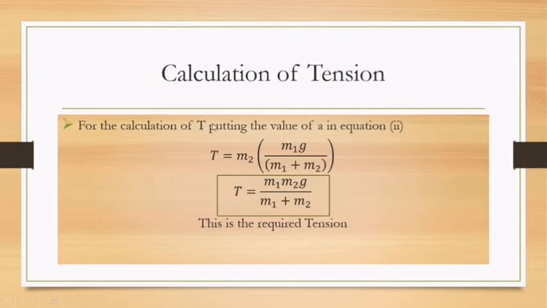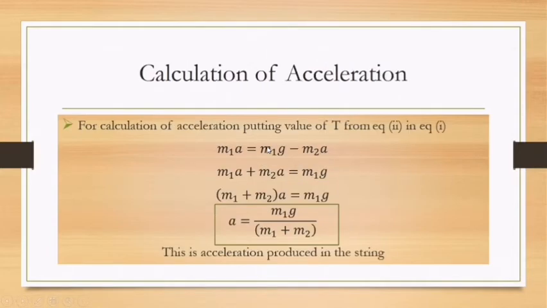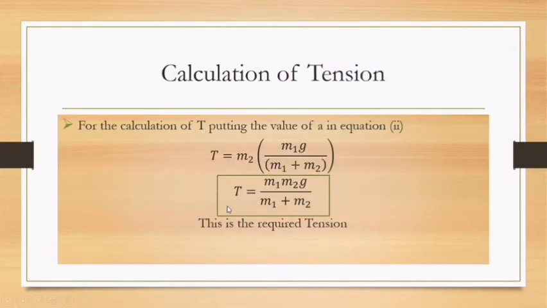For the calculation of T, we put the value of a in equation number 2. This is the value of a, and we put it in equation number 2, that is T is equal to m2a, and instead of a we put the value of a, that is m1g divided by (m1 plus m2), multiplying by m2, and we get the expression for the tension in the string, that is T is equal to m1 m2 g divided by (m1 plus m2). This is the required expression for the tension T in the string.